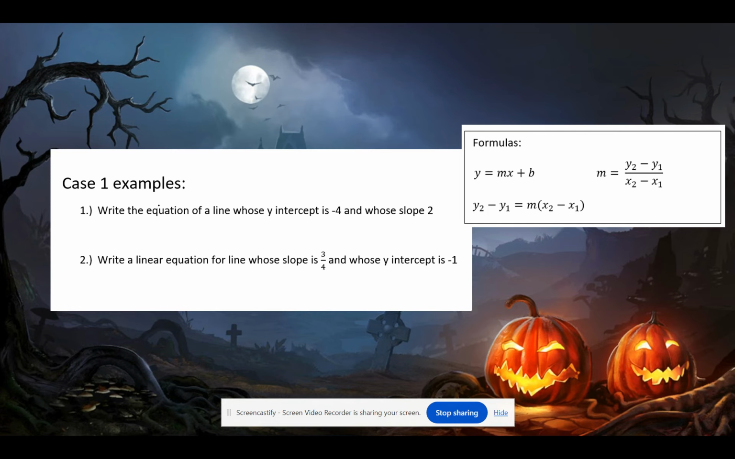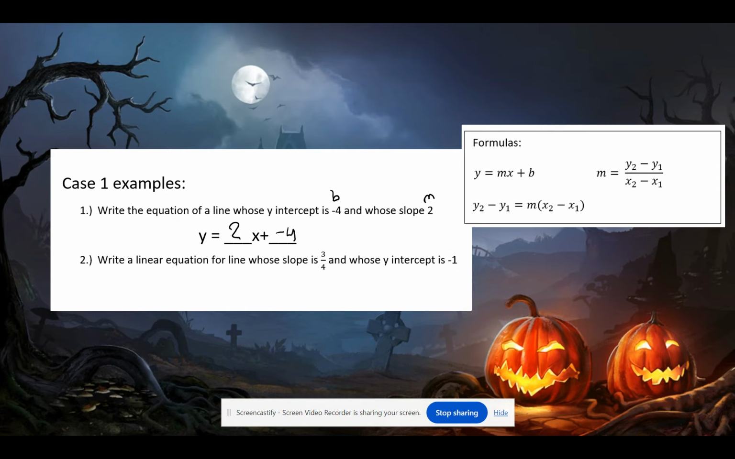All right, so let's just start out with case 1 because those are the easiest. So it says write the equation of a line whose y-intercept is -4 and whose slope is 2. So you would want to call your -4 your b value, and 2 is your m value, and you always set up y equals blank x plus blank for case 1. You want to put your slope first, and you want to put your y value second. So 2x and then -4, just like that.